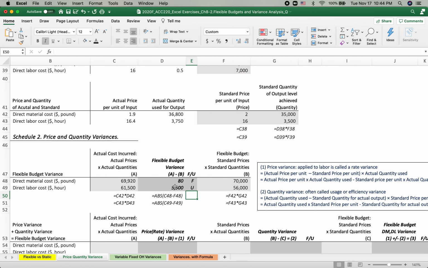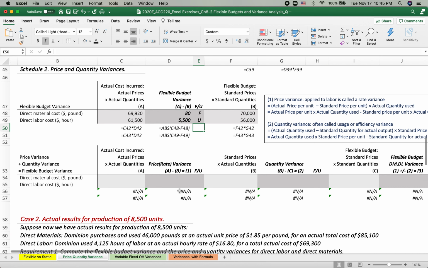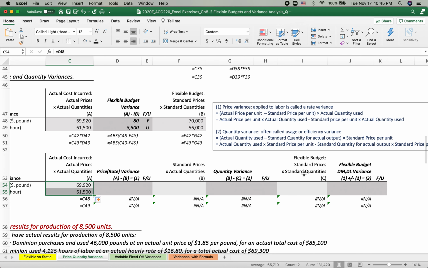But it's not enough information. We want to know the components of these variances, which are the price variance and the quantity variance, that result in this 80 or 5,500 unfavorable and favorable result. So how do you get it? Let's calculate the price or the rate variance. Once we got this from the calculation, we can just transfer this information. And the flexible budget, standard price times the standard quantity, we can gather this information there.